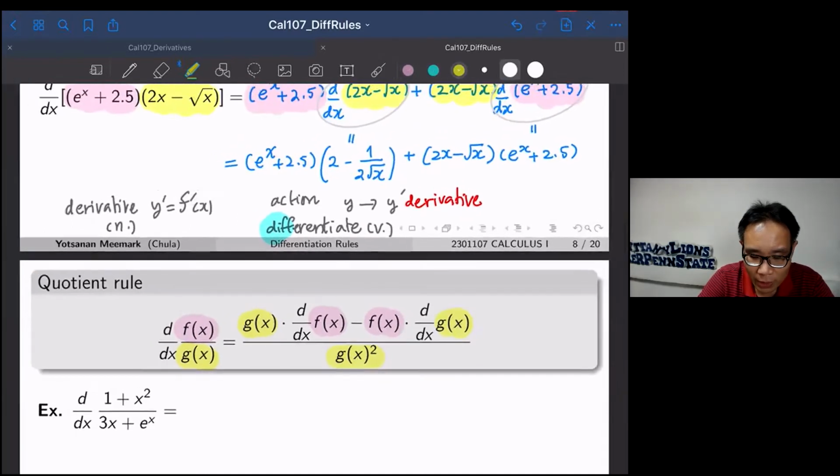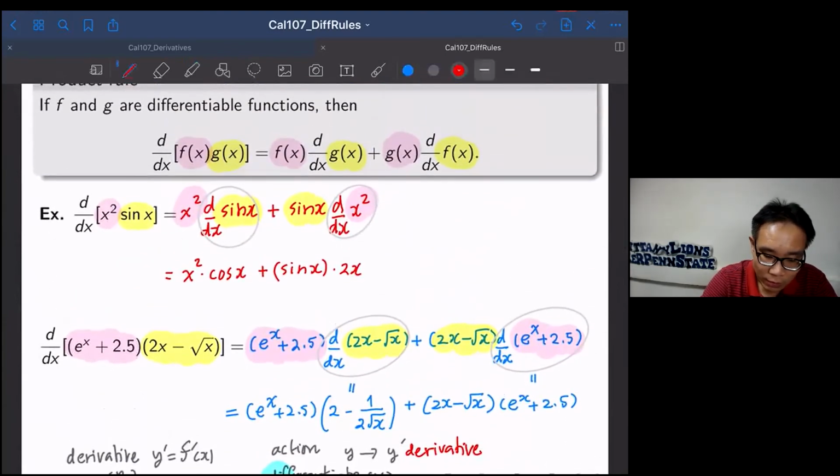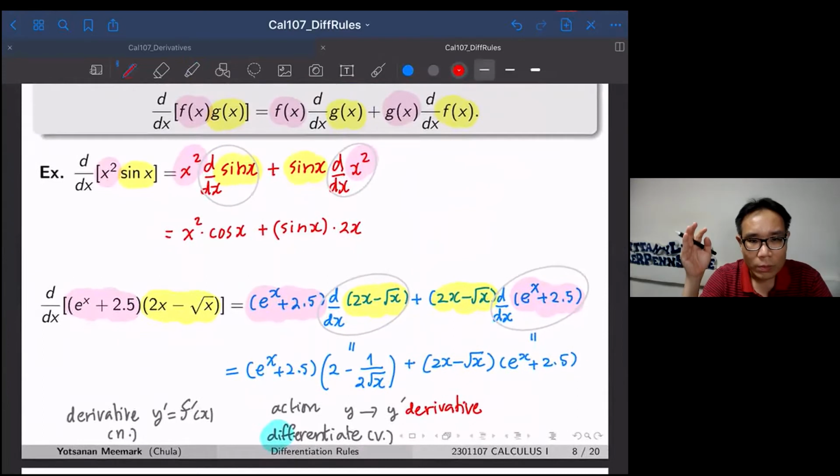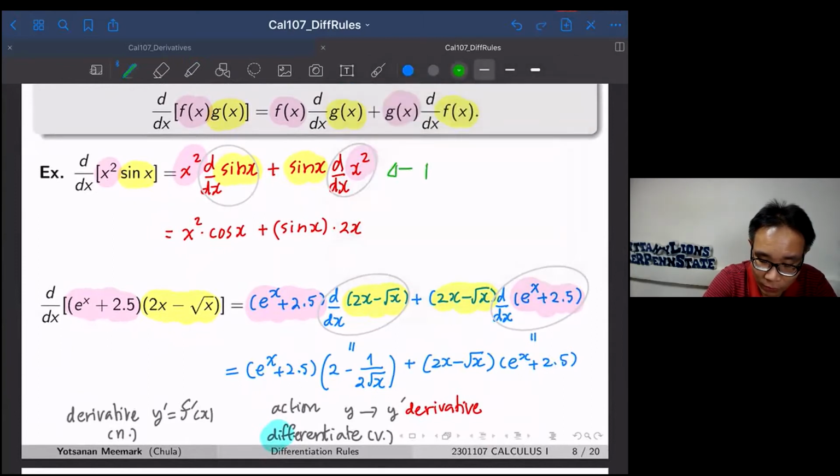By the way, I forgot to say that for the product rule, you're going to see that you have two lines. In this case, the first line is called the product rule. I'm going to say that this line is the product rule.